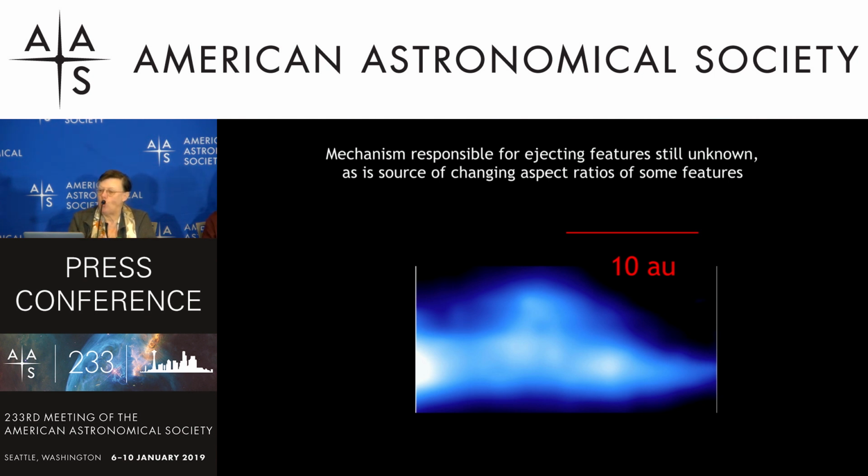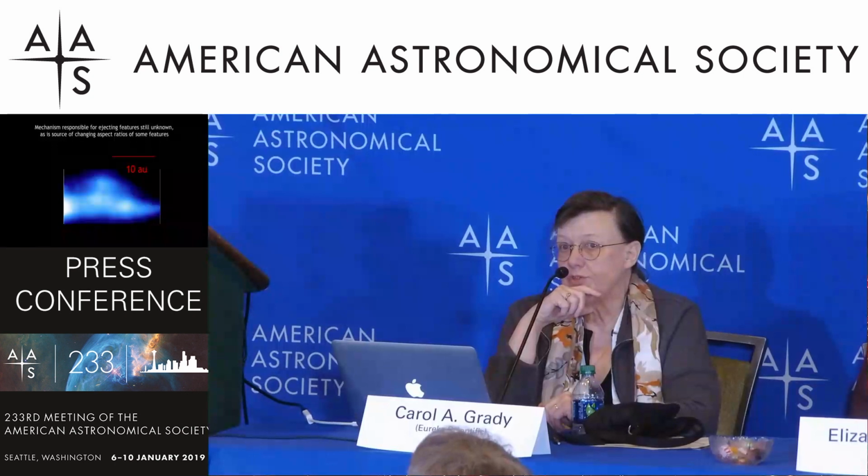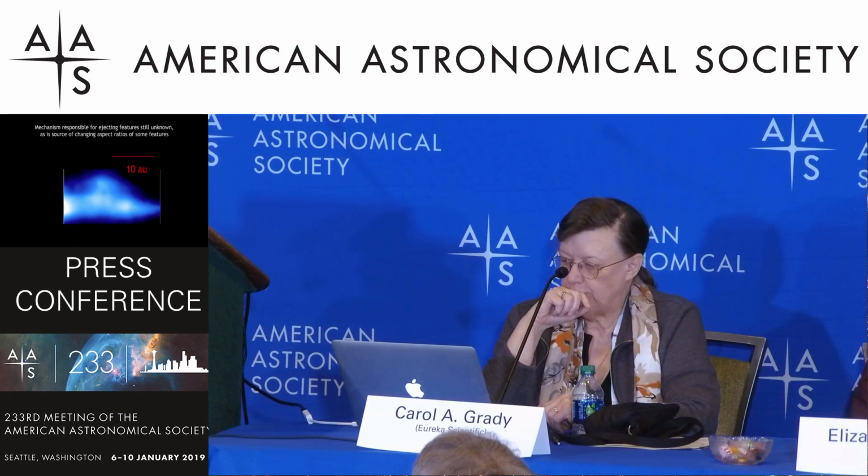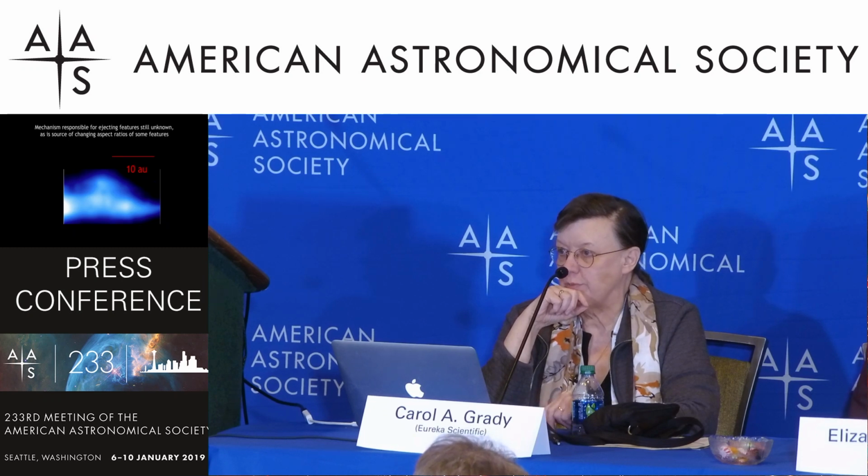We do not know the mechanism responsible for ejecting these things. Thus far, we have a large number of mechanisms which have died variously messy deaths. We're hoping that being able to track features like this one and look at how its aspect ratio changes over time may give us some insight. The size of these things is commensurate with the size of coronal mass ejections in our outer system. So these are big structures.